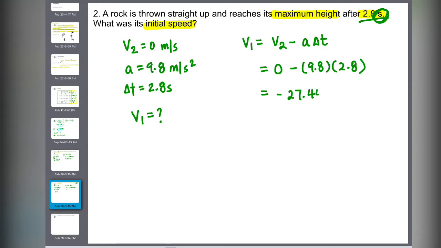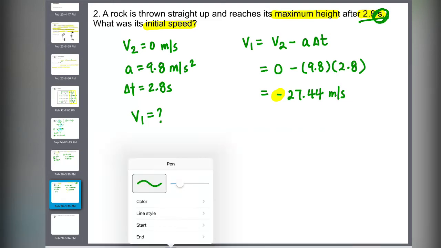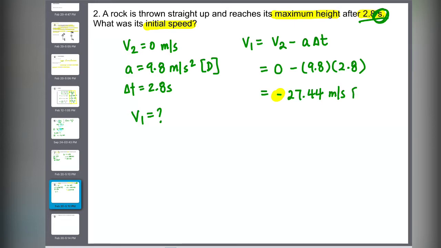So, why negative? I got an answer of negative 27.44. What does a negative speed mean? Okay, this is still in meters per second. What does that negative answer mean? Okay, it's actually the direction. Like I'm tossing something upwards, because if you remember, the acceleration of gravity is downwards. So this really means it's a negative down, but you're actually tossing it upward.